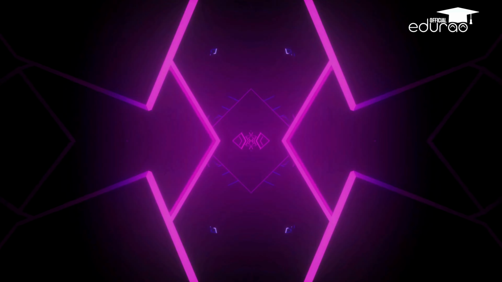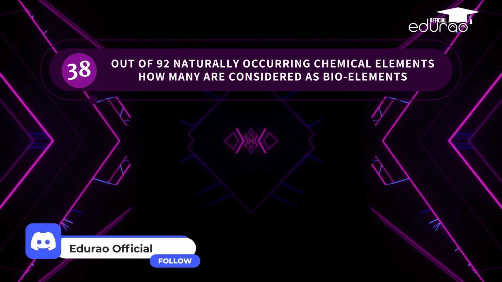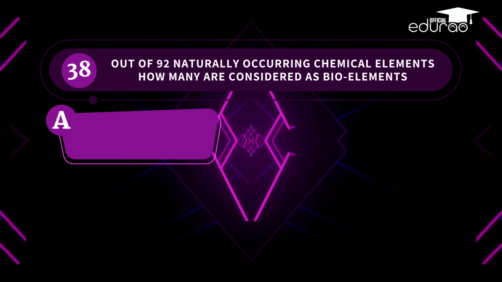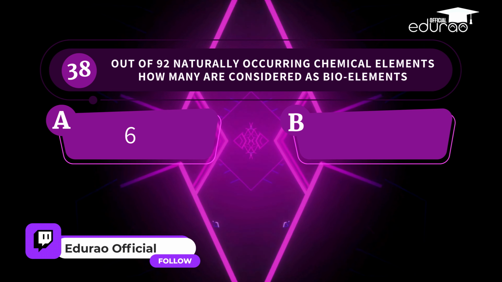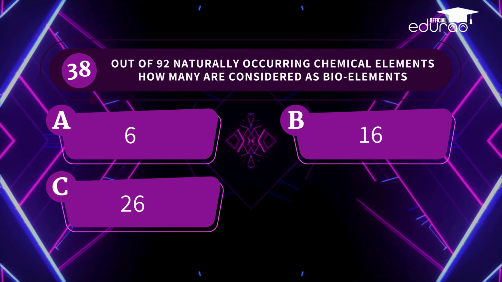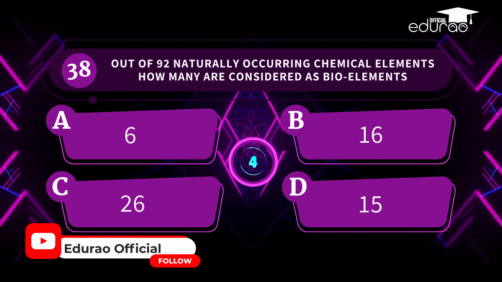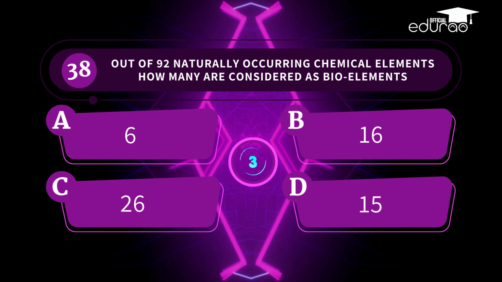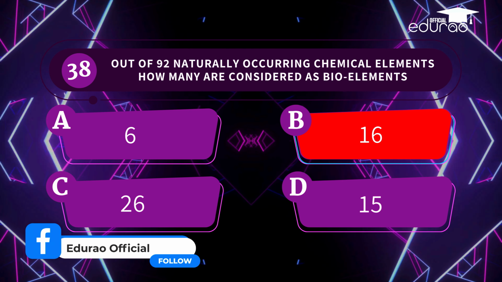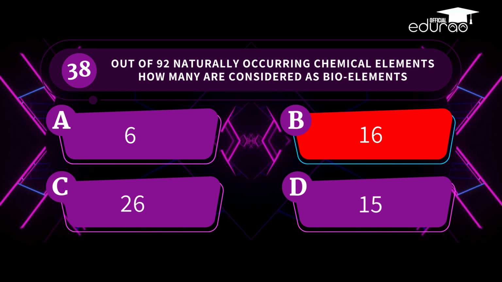Question 38. Out of 92 naturally occurring chemical elements, how many are considered as bioelements? A. 6. B. 16. C. 26. D. 15. You've identified it correctly. The correct answer is 16.